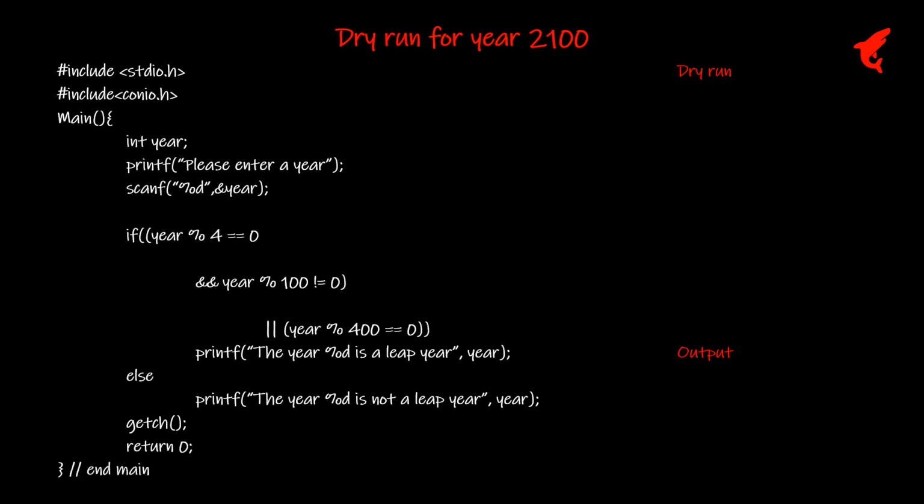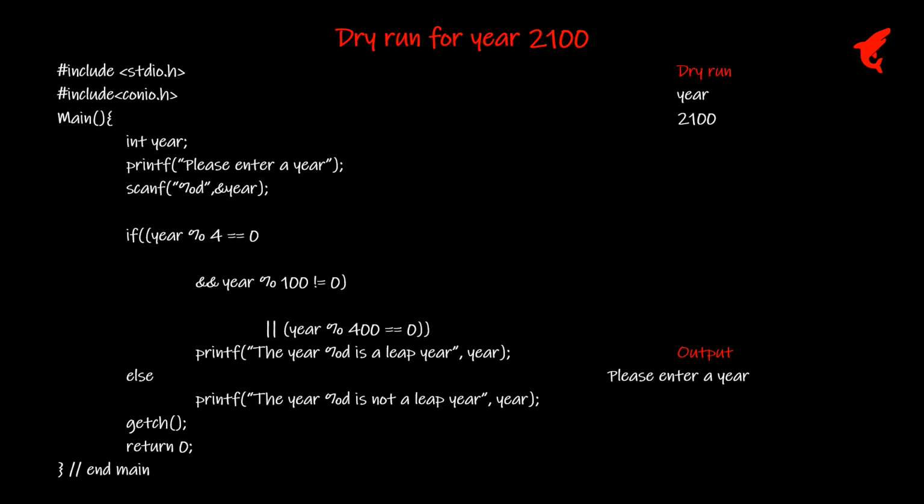Now let us do a dry run with year 2100. The program execution starts at main. The variable year is declared. The printf function is executed and output printed. The scanf function prompts the user to enter a value. Let us assume that the user enters the year 2100 here.